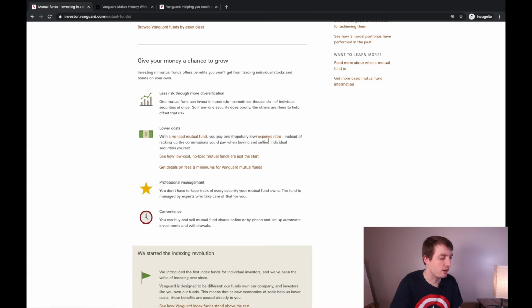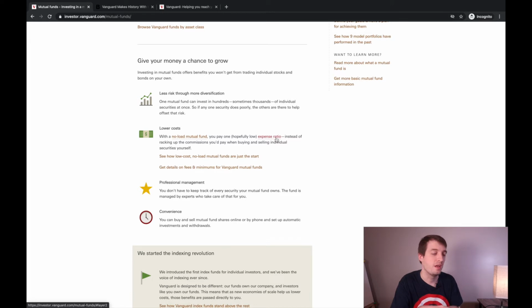Low cost, and it talks about no load fund and expense, right? No load fund basically means that you're not going to be paying money in the form of a commission up front. Normally, one type of advisor you would go to would charge some type of commission up front, and that'd be called a loaded fund. And expense ratio is basically how much money is needed to manage a fund, which you pay on a yearly basis.